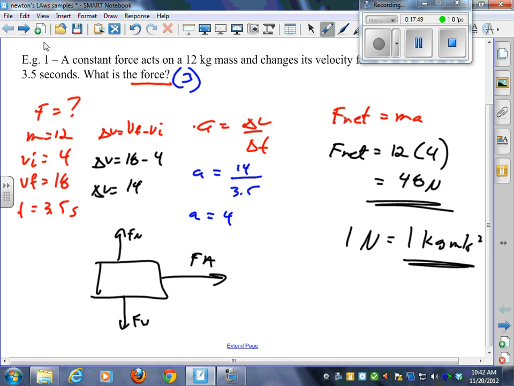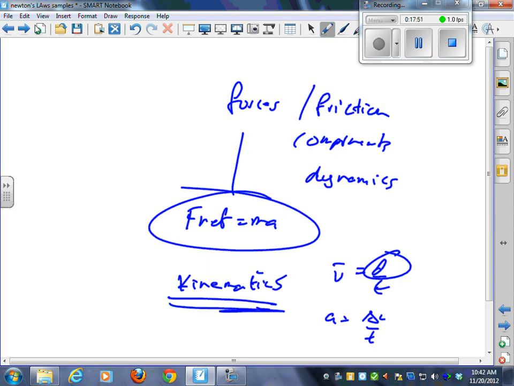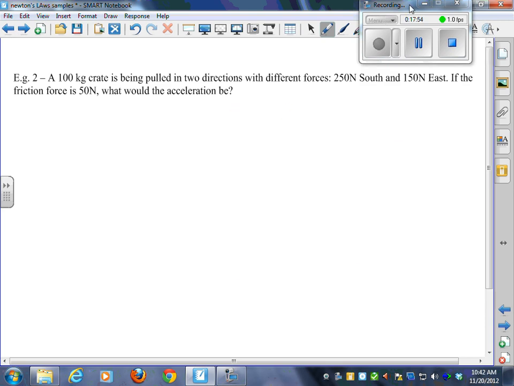This one, I have one force being 250 newtons south and 150 newtons east. So am I looking at it sideways? Like, am I looking at it like this? No, I'm looking at this one from above, like a bird's eye view kind of. So there's two scenarios, right? So you should have a 100 kilogram crate, and you should have 250 newtons down, and you should have 150 newtons east. Is that what you have?